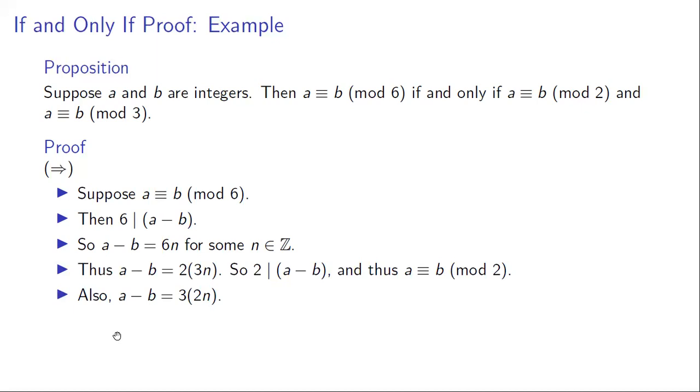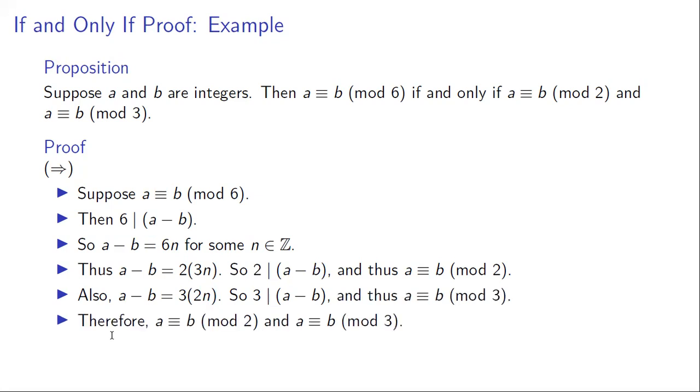So let's do that. Well, we also know, since we know that A minus B is equal to 6n, that A minus B is equal to 3 times 2n, right? We can factor it that way. So now we have that 3 divides A minus B because we have A minus B equals 3 times an integer. So 3 divides A minus B, and thus A is congruent to B mod 3. Therefore, we have both things, right? We have that A is congruent to B mod 2 and A is congruent to B mod 3.